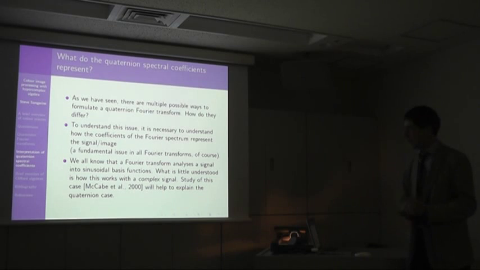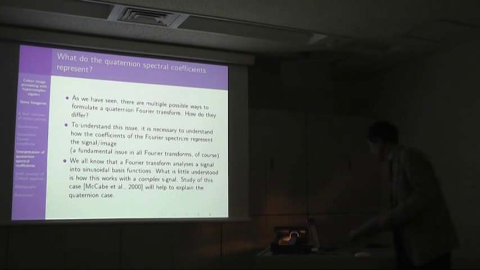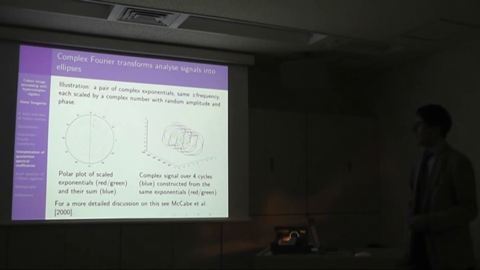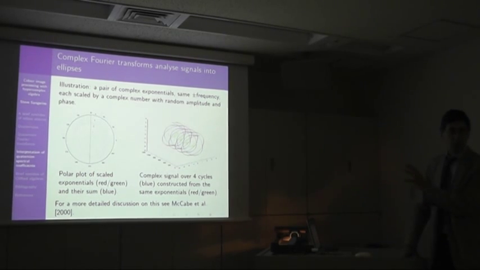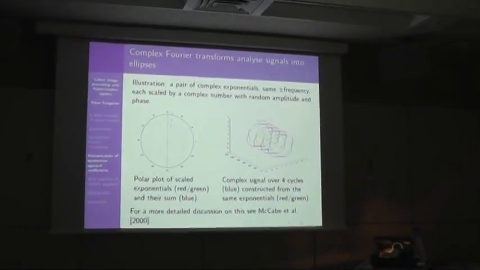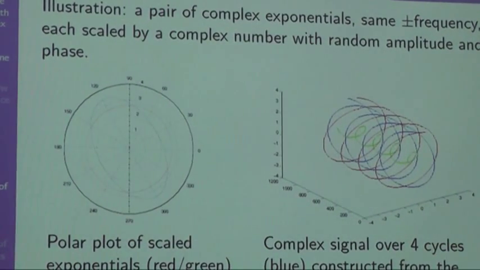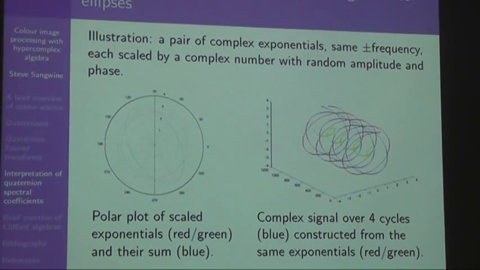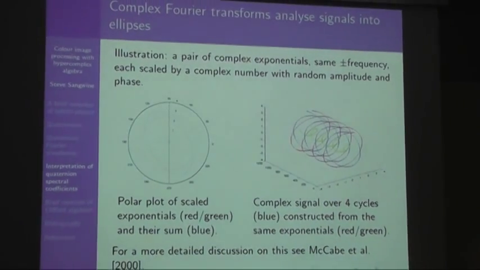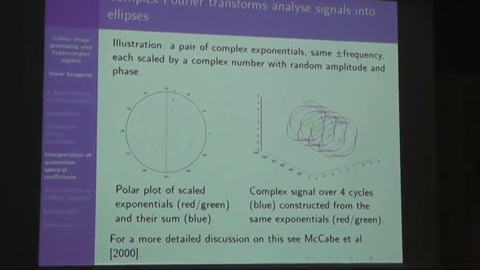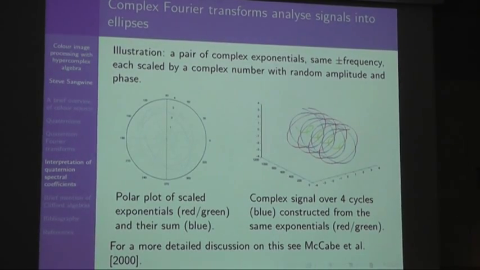So I'll give an explanation based on the classical complex Fourier transform, which very few people think about, because most people are working with real valued data and converting to a complex Fourier transform, but they're not working with complex data, complex signals or images. So what I've got here is the classical complex Fourier transform, not quaternion. This has been around since the 1960s. I've taken a pair of complex exponentials, the same frequency, one positive, one negative. I've scaled each one with a complex number with randomly chosen amplitude and random phase.